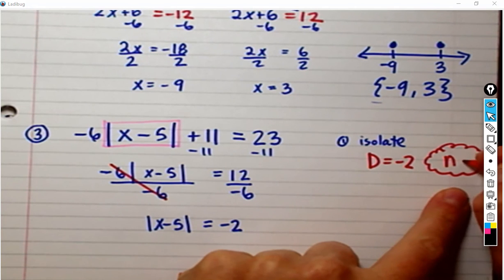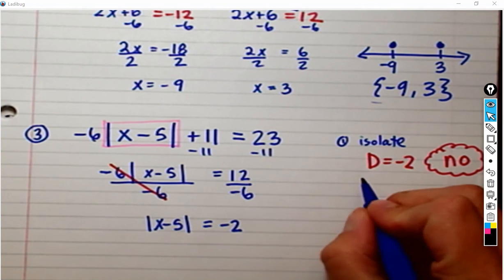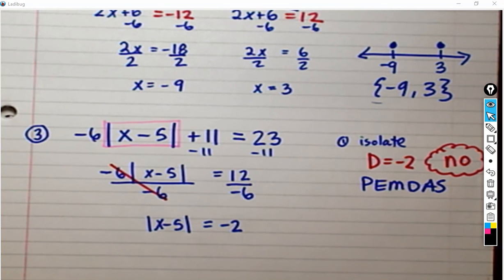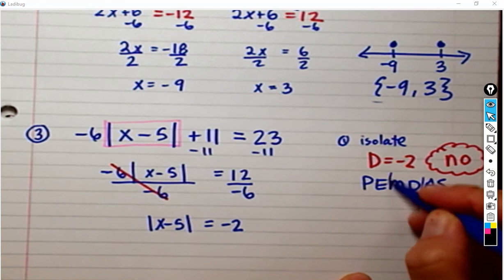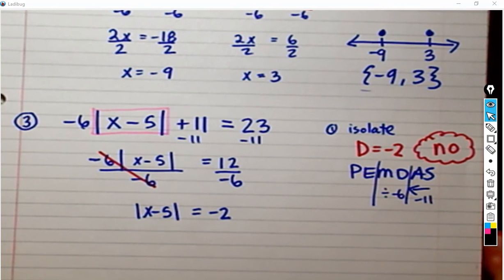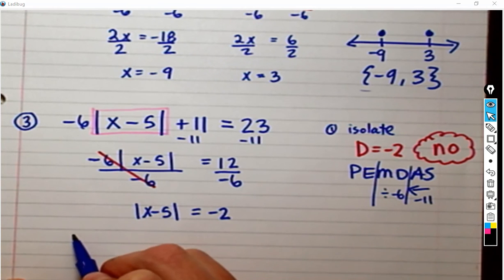Okay, question, Sydney? So to isolate, which is a form of solving, you do your PEMDAS backwards, which is why first we subtracted and then we divided. Yeah, good question. Yes. Why is it no? Can you walk -2 miles? No. A distance that is negative is not possible. So it's only yes when it's positive. Okay, so can distance be negative? No. So that means no solution.